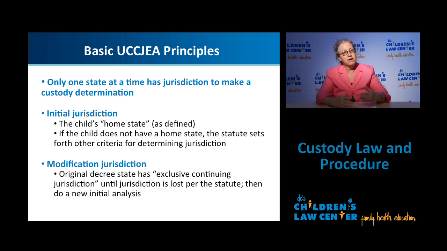In addition, if the child had a home state, but then the child moved, but there is a left behind parent, that state remains the home state for 6 months. So it gives the left behind parent a chance to sort of catch up. So if everybody lived in DC, but then the child and a parent moved to Maryland, but one parent still lives in DC, that parent has 6 months to file in DC. But at that point, DC will lose jurisdiction because DC is no longer the home state of the child.